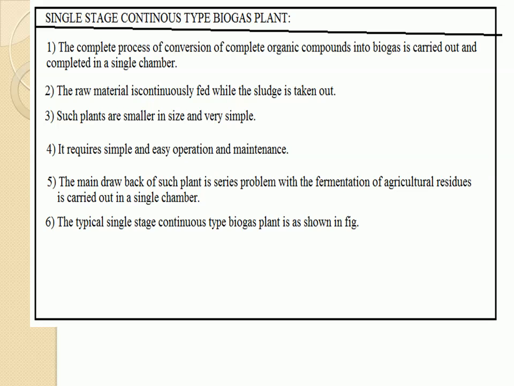The main drawback is that the whole formation of biogas from the fermentation of agricultural residues takes place in a single chamber. Hence, its efficiency may be low. That is also one of the main drawbacks. Its diagram you can see in the next slide.